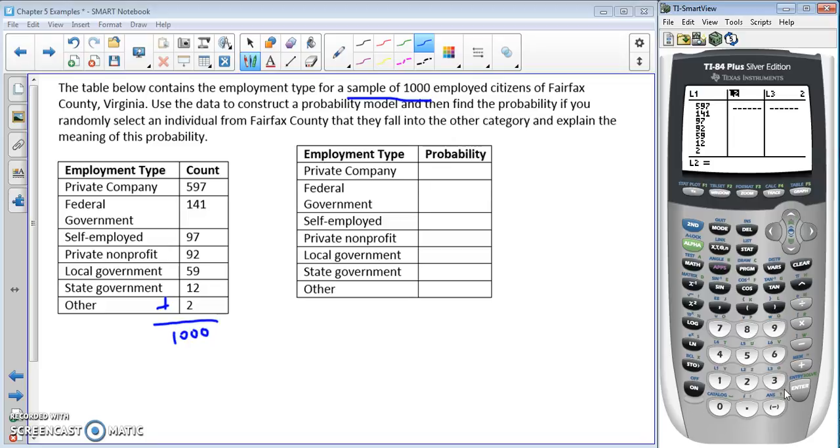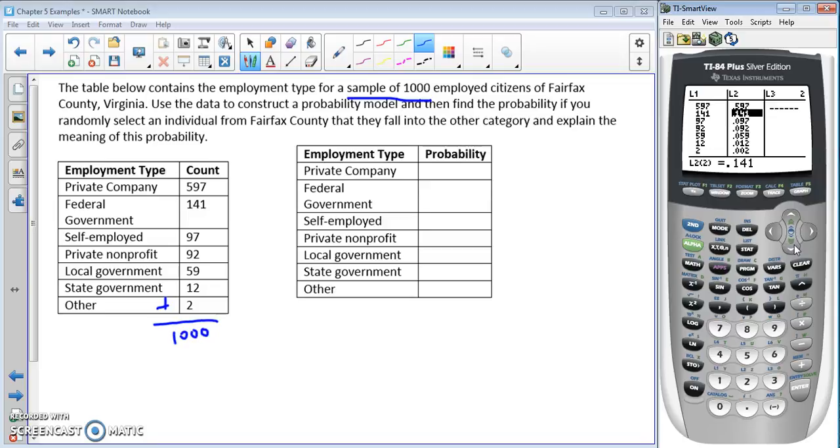So what I can do is type in second 1 divided by, and then if I hit second stat, that'll give me the list, and go over to math. If I press the left button, that'll get me to math quicker. Go down to number 5, which is sum, press enter, and then second L1, close my parentheses. So it'll take what's in L1 and divide it by the sum of L1. I'll press enter, and it'll calculate those values for me.